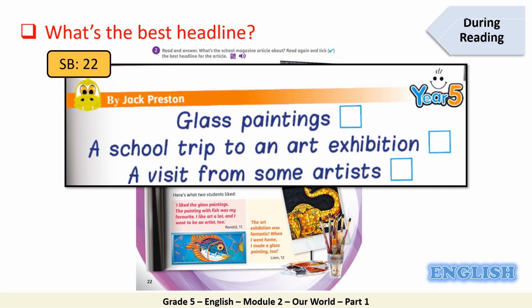So, which of these 3 titles is the best for this article? Is it title number 1, 2, or 3? Which one did you choose? Well, since the article talks about a trip to an art exhibition, then the best title is number 2, a school trip on an art exhibition.